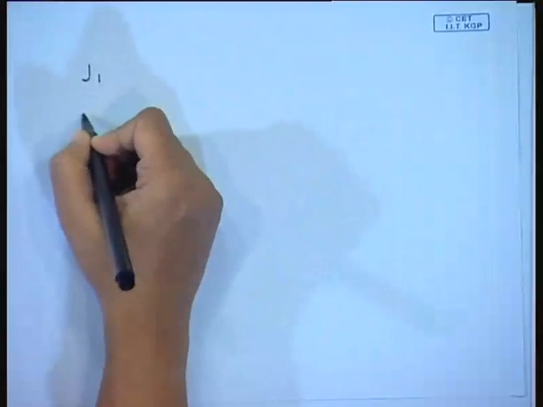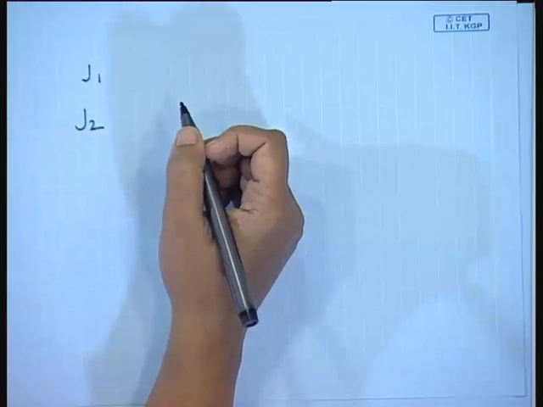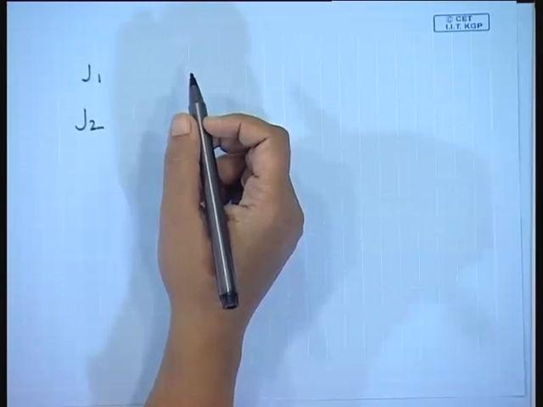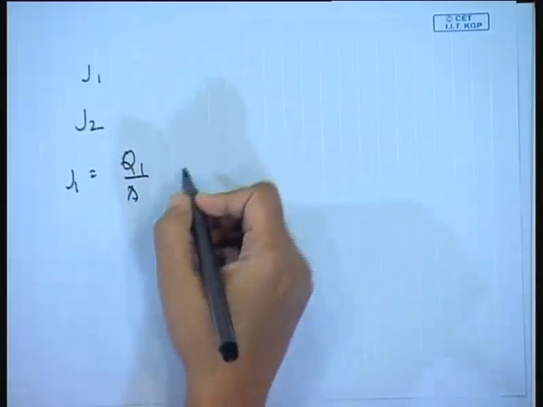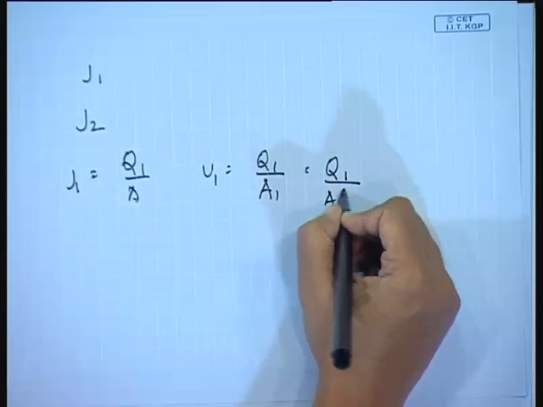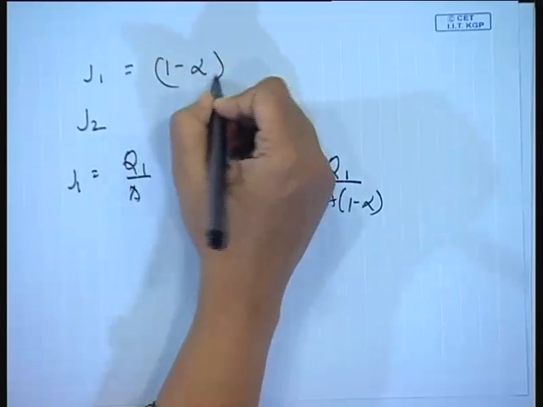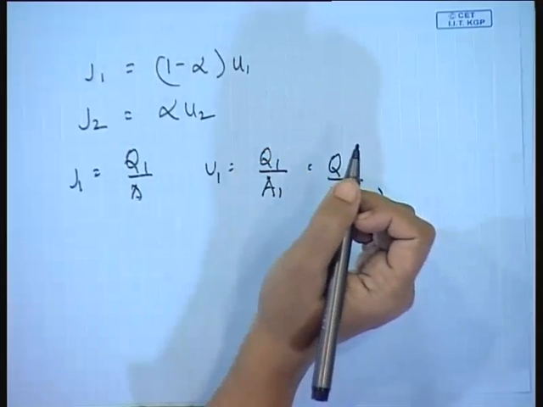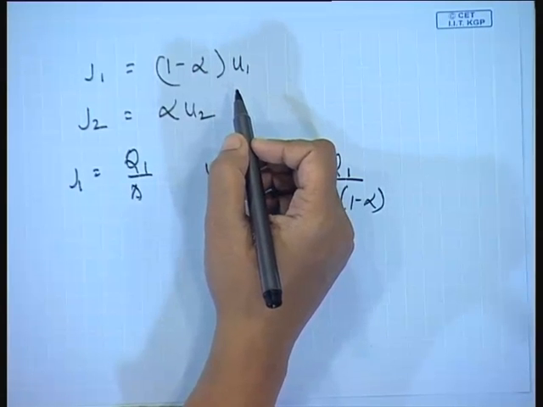There are certain other things. For example, how are these component fluxes related to your local component concentration as well as the local velocity? That means local component concentration, alpha, and local velocity, u. How are J1, J2 related to alpha and u1, u2? Just from the definition you can know that since your J1 is nothing but Q1 by A, and your U1 is nothing but Q1 by A1, which is in other words Q1 by A into 1 minus alpha, therefore J1 is nothing but 1 minus alpha into U1, and J2 is alpha into U2. This is the relationship between the volumetric flux and the local component concentration and the local component velocities.